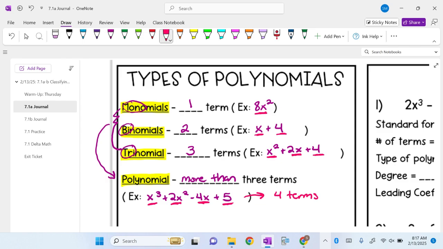So if I asked you to name a polynomial, the first thing that you use when naming or classifying a polynomial is its subtype. Is it a monomial, binomial, trinomial, or just a straight up polynomial? All right. Any questions on how to identify the subtypes?